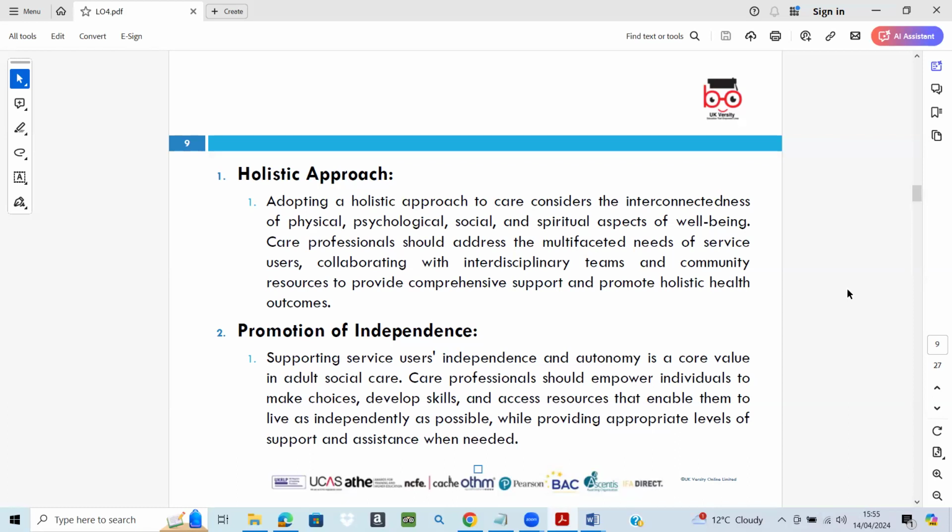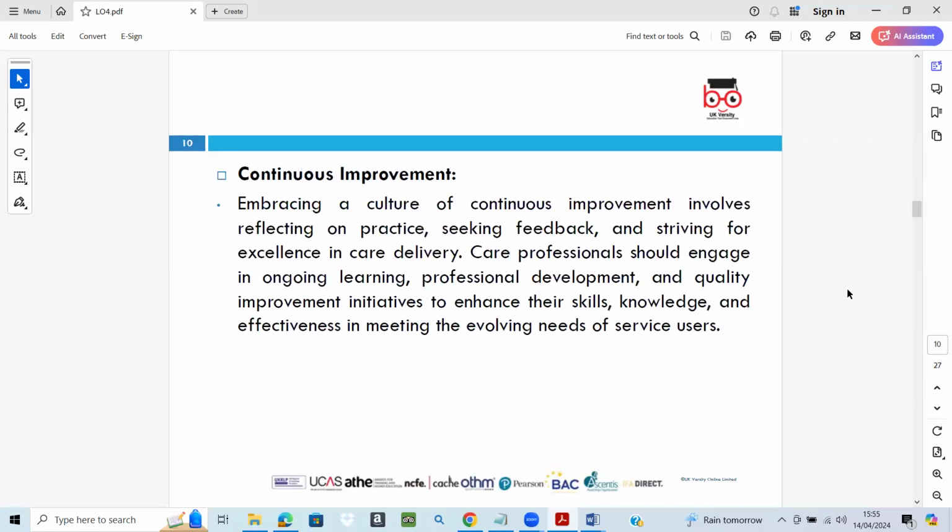Promoting independence does not mean leaving service users to manage on their own. It's about providing the right level of support and assistance when needed, enabling them to perform tasks themselves to the greatest extent possible. And this is all about it. Then we'll move to the next slide. Now we have continuous improvement.